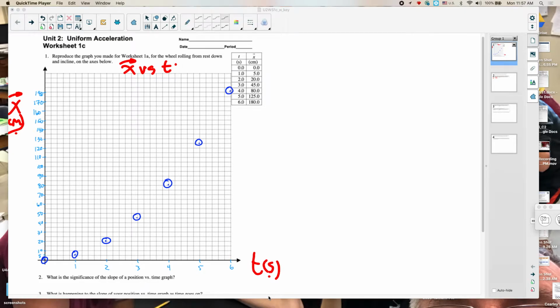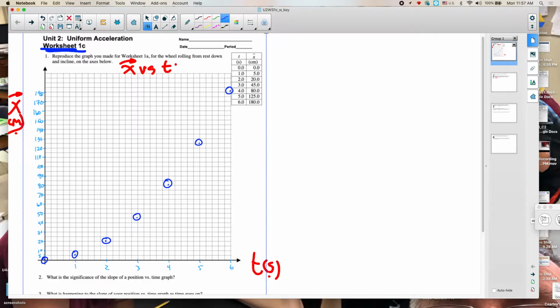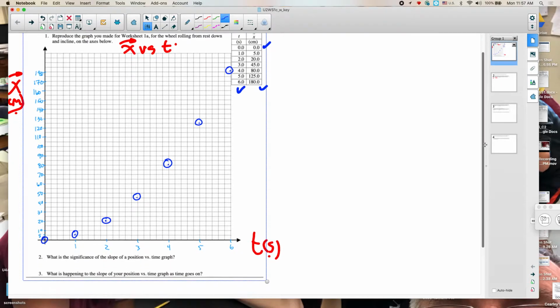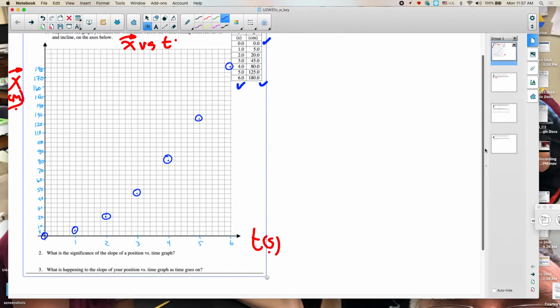Today we're going to start talking about Unit 2 Worksheet 1c a little bit. We've got a fake set of wheel and axle data. We get started at a position of 0 and over the course of 6 seconds move to a position of 180 centimeters. You're asked to build a position versus time graph with that.